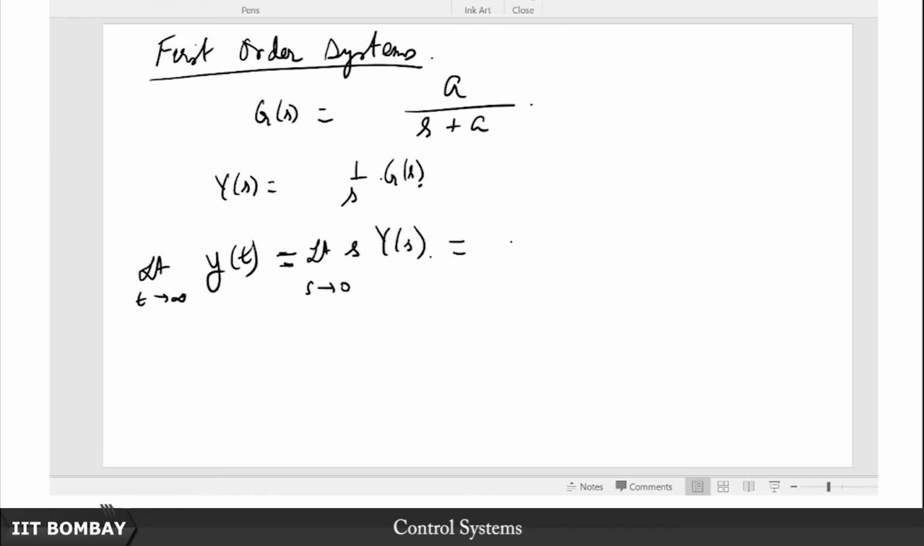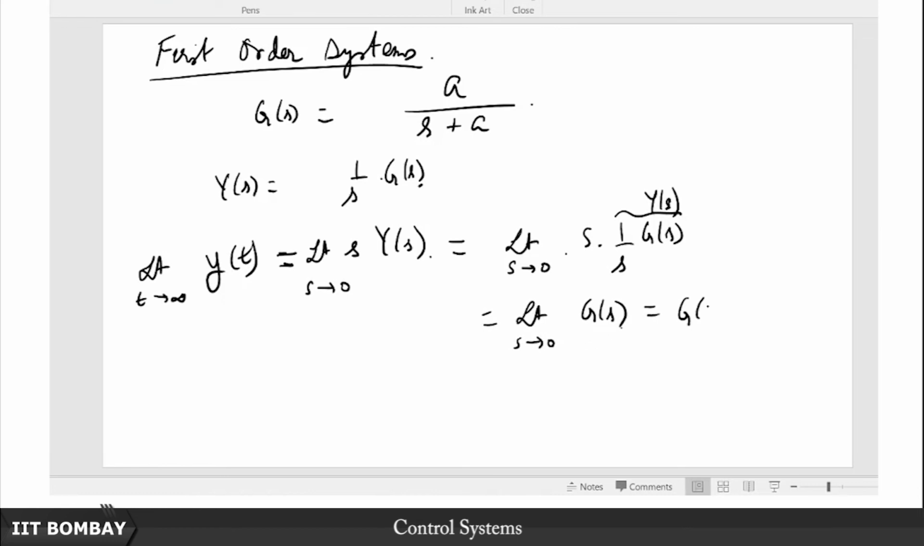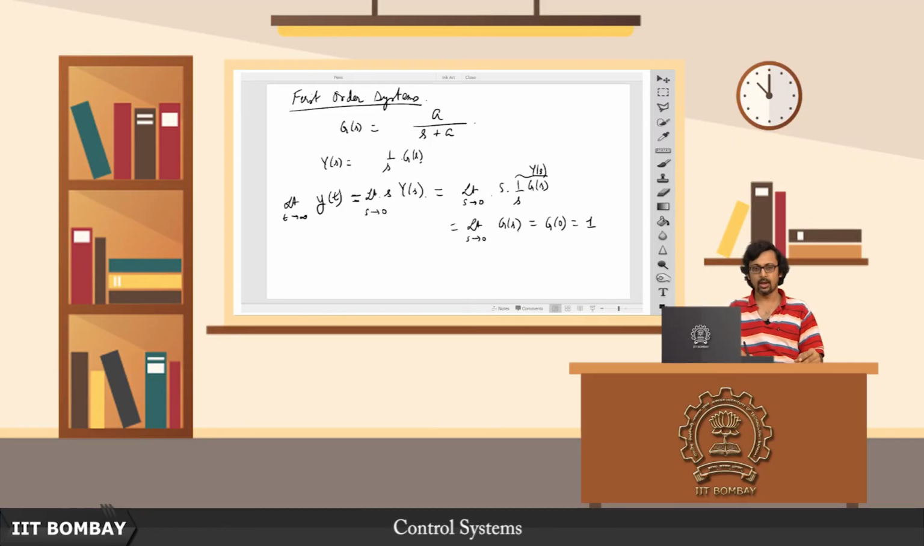So then what happens? We have limit s tending to 0 of s times 1 by s times G(s). This is basically my Y(s), replacing this. So therefore I have limit s tending to 0 of G(s), which is nothing but G(0). So if I put this numerator as A, this turns out to be 1. The reason I put this A in the numerator is to normalize. I want my steady state value of the output to a unit step to also be unity.